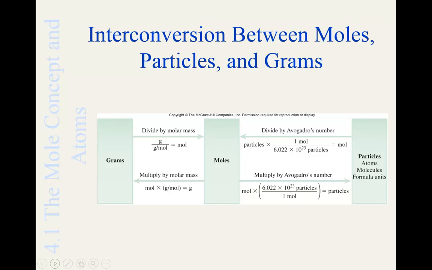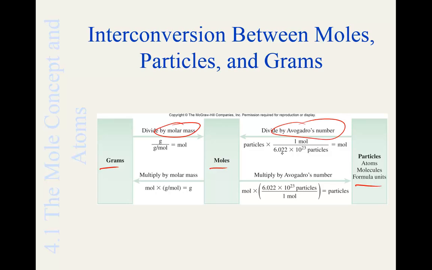Next slide, this is pretty much just showing how we go from grams to moles to particles. And those particles can be atoms, molecules, or formula units. And again, to go from grams to moles, we need the molar mass of the substance. And then to go from moles to actual particles, we need Avogadro's number.